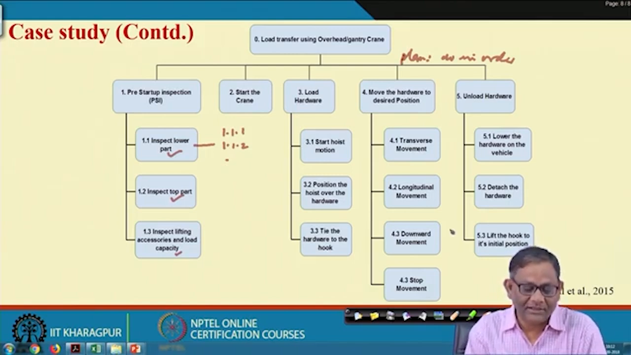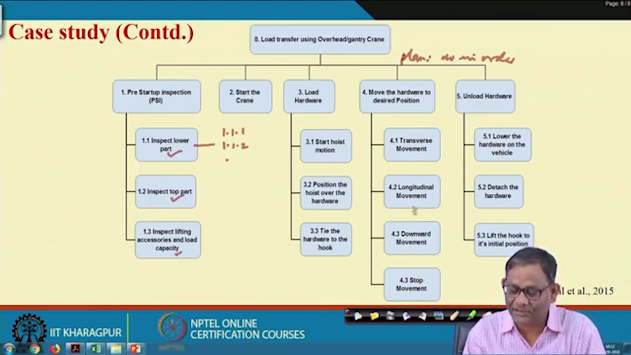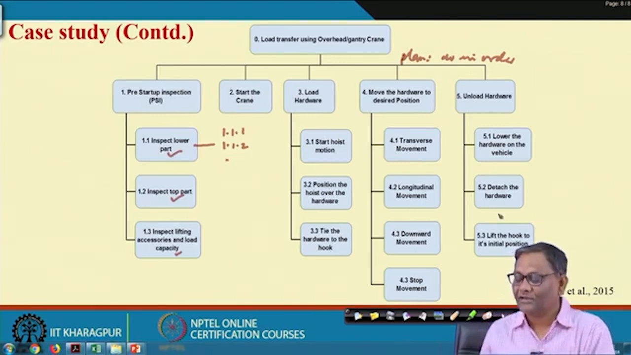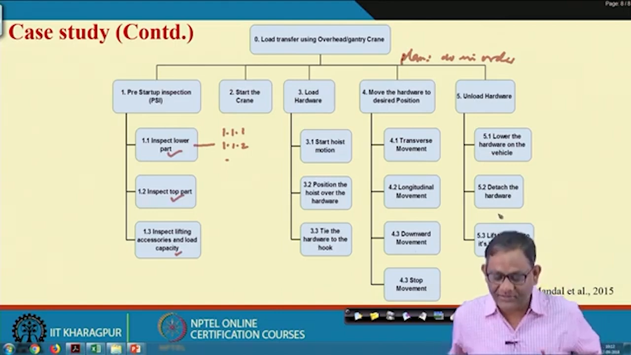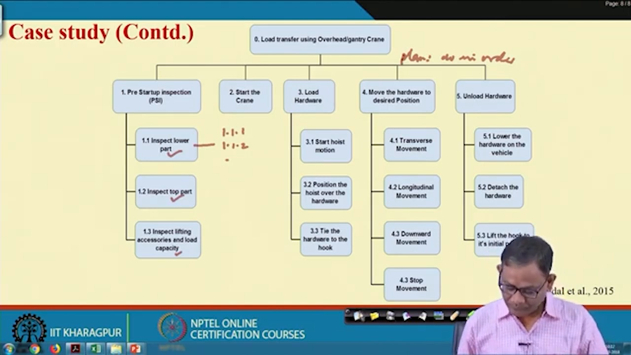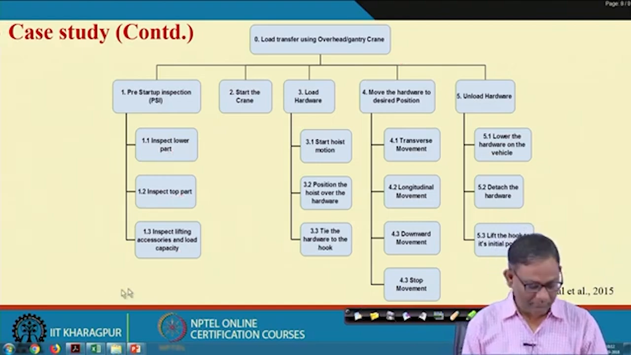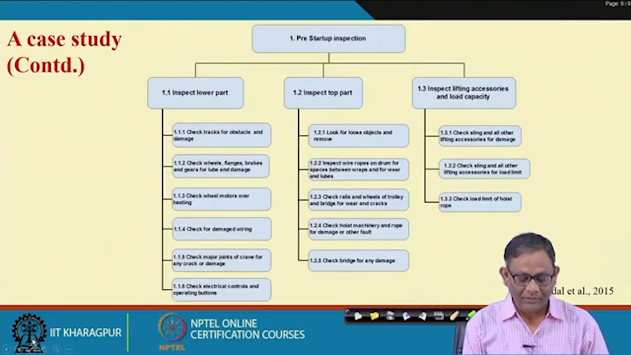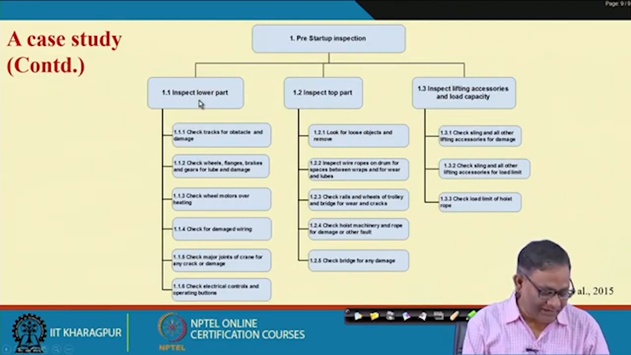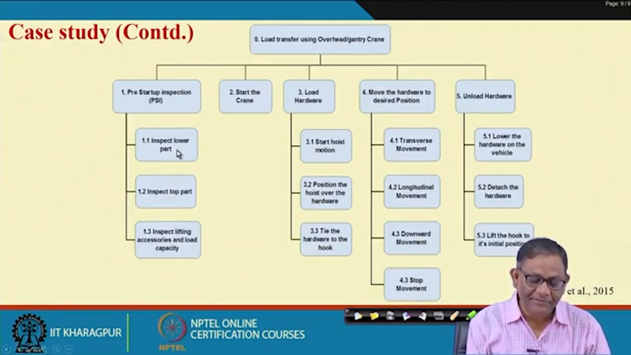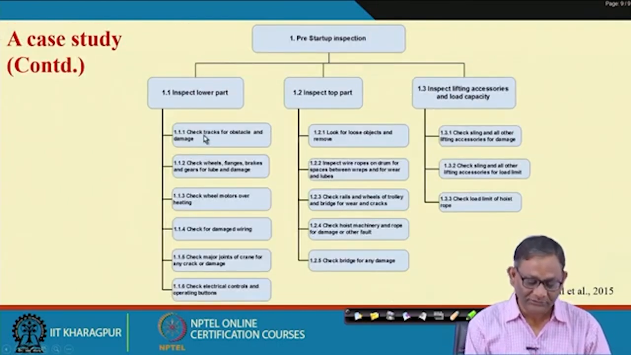So, here 1, 2, 3, then 3, 4, 5, 6, 7, 8, 9, 10, 11, 12, 13, 14. Like this, 14 elemental tasks. Now again, as I told you, let me go back: inspect the lower part. This is further broken down, you see how many? 1, 2, 3, 4, 5, 6.